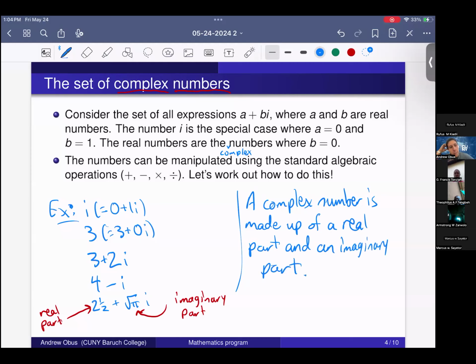And it turns out that most of the applications of complex numbers come from the fact that a complex number is a useful way of keeping track of two real numbers at the same time. So this complex number, 3 plus 2i, keeps track of the 3, which is the real part, and the 2, which is the imaginary part, as an ordered pair together.